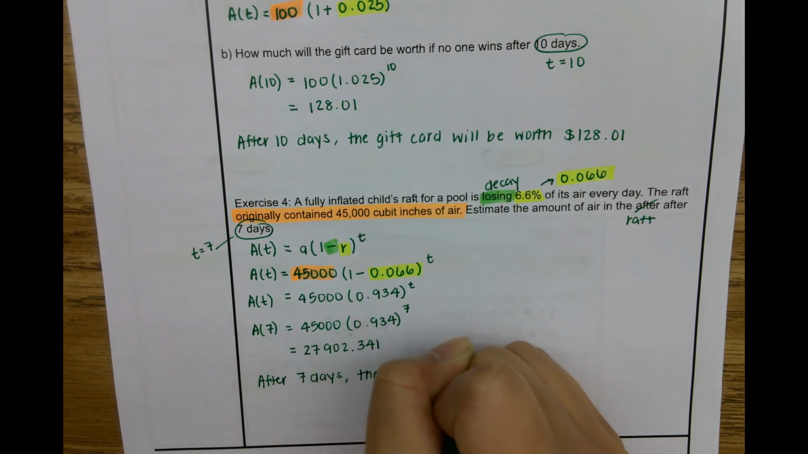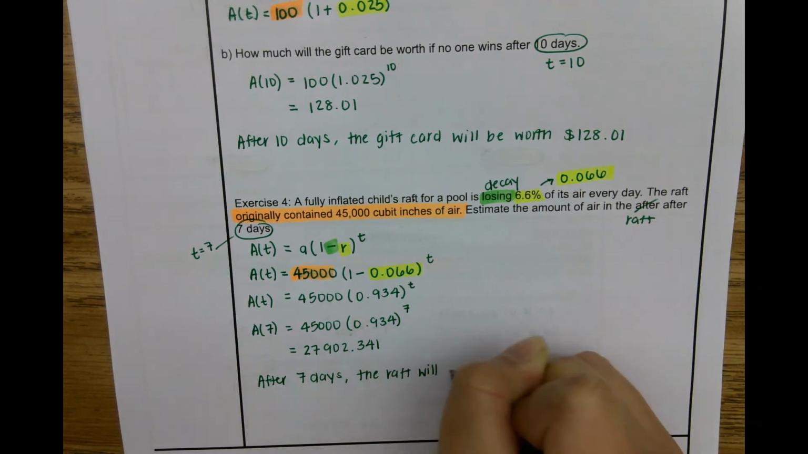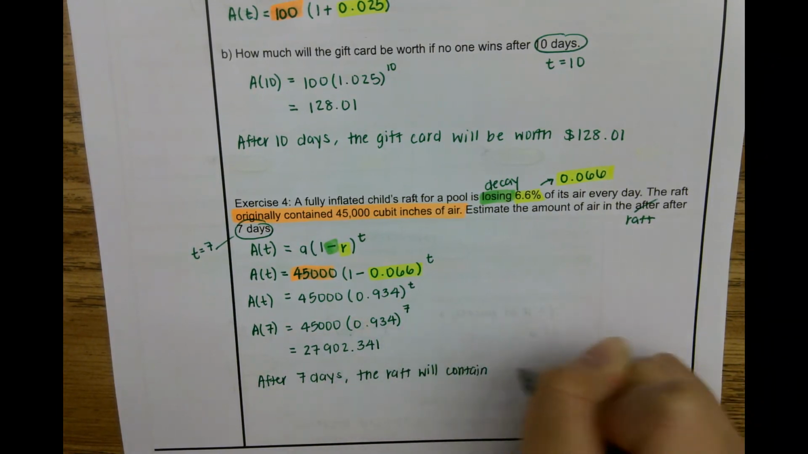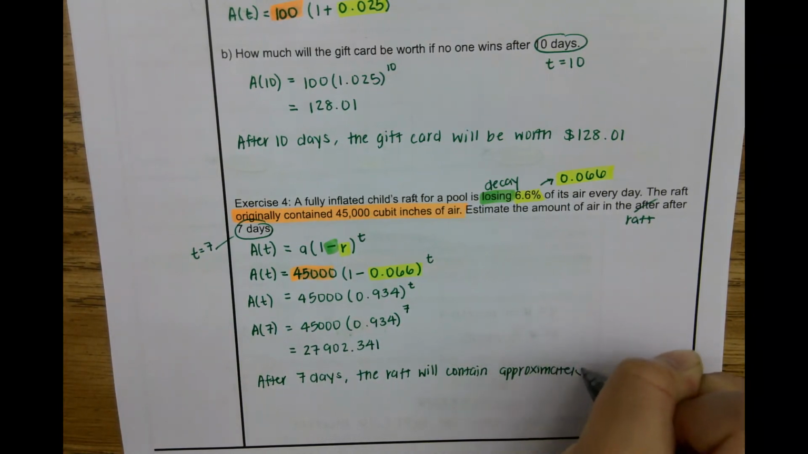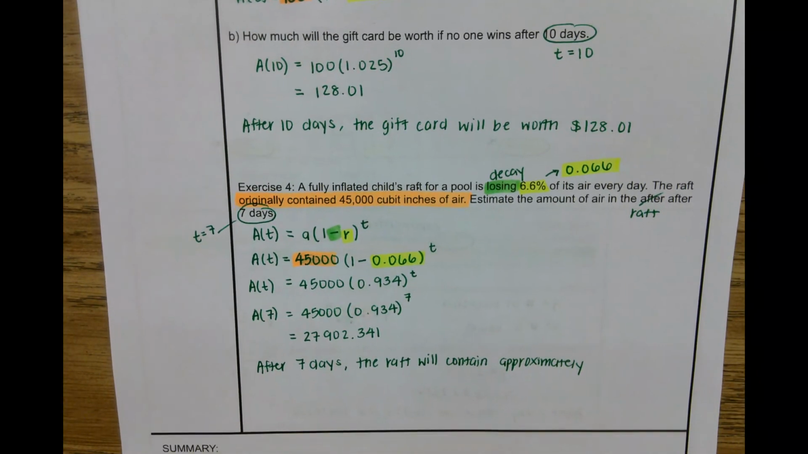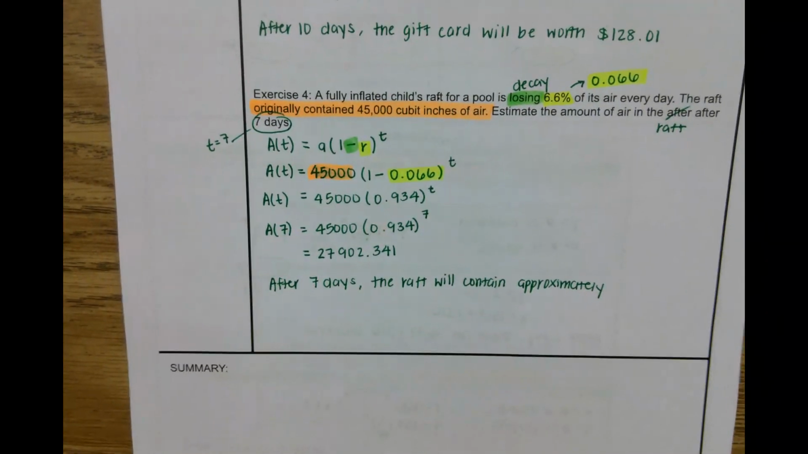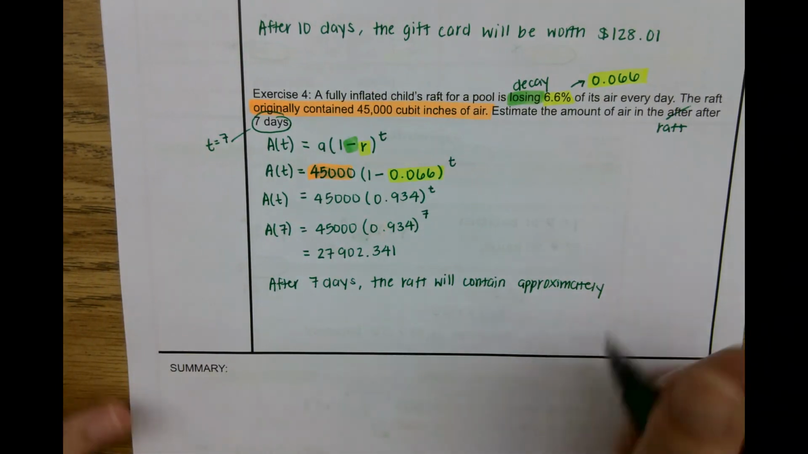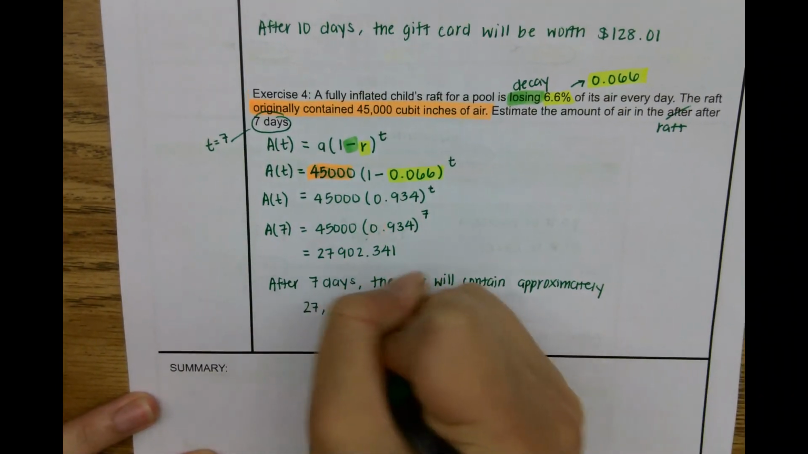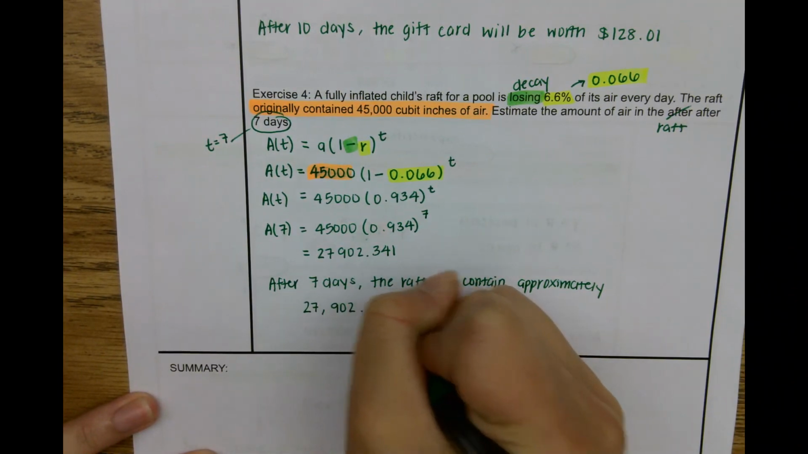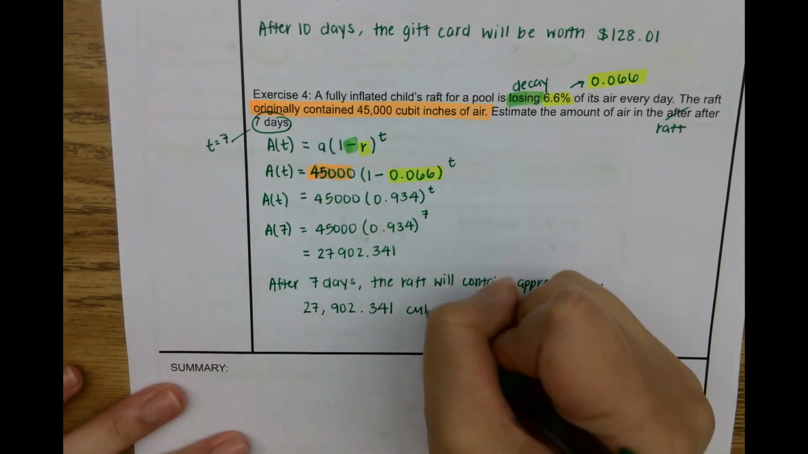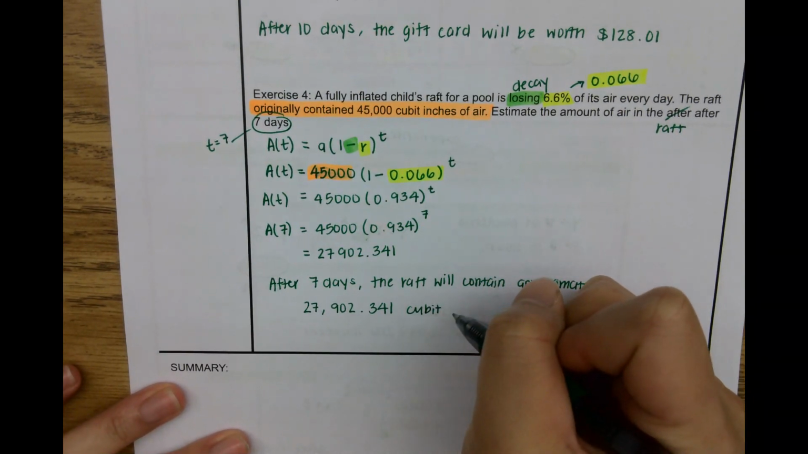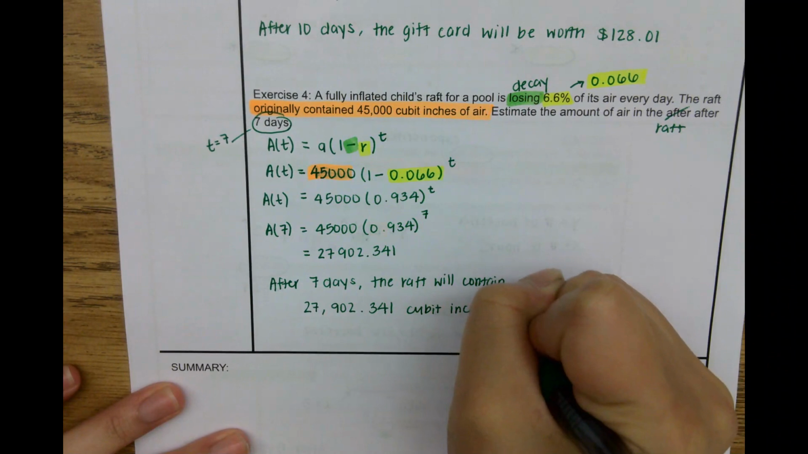the raft will contain approximately. The reason why I'm saying approximately rather than exactly is because I'm rounding it. Whenever I round, my answer is no longer exact. So that's why I'm writing approximately 27,902.341 cubic inches of air. I think it should be cubic, but anyways, inches of air.